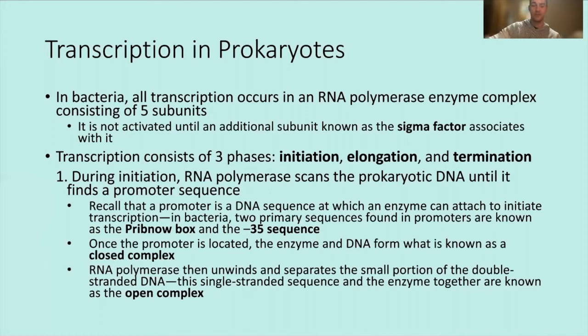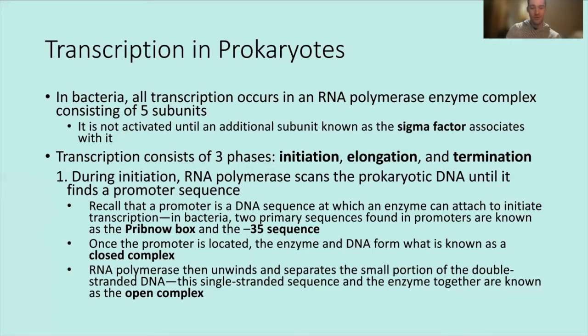In bacteria, there are 2 primary sequences found in promoters. And that's really what promoters are. They're just specific sequences that allow these enzymes to attach to the DNA so they can start transcription. Those 2 primary sequences are known as the Pribnow box and the -35 sequence. Again, the names are not super important, but you should definitely understand what a promoter is and why it's important.